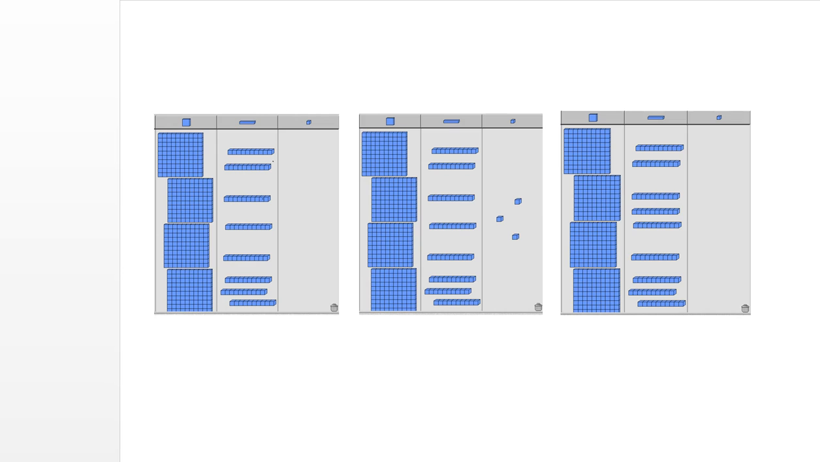Here I have a few representations of numbers. This one in the middle, notice it's 1, 2, 3, 4 flats, 1, 2, 3, 4, 5, 6, 7, 8 rods, and 3 ones. So this is 483.